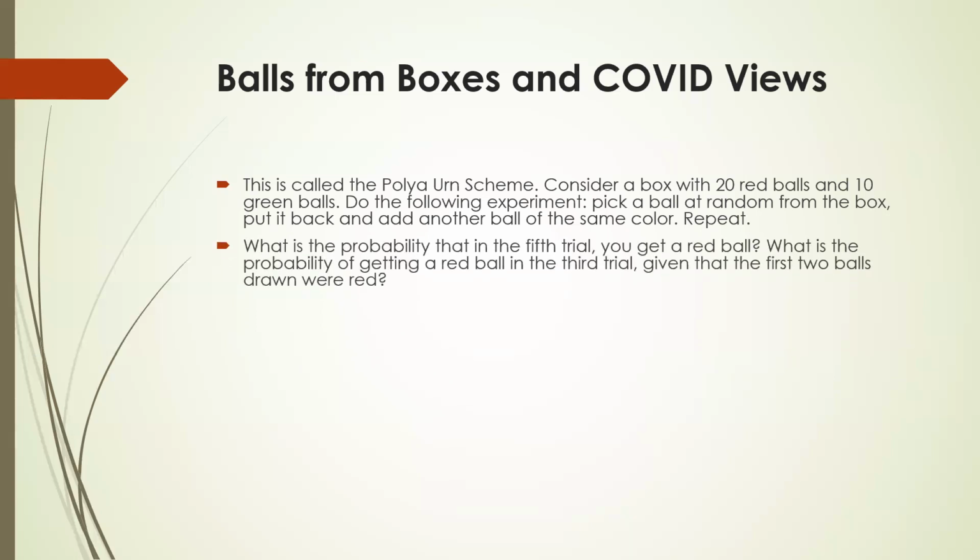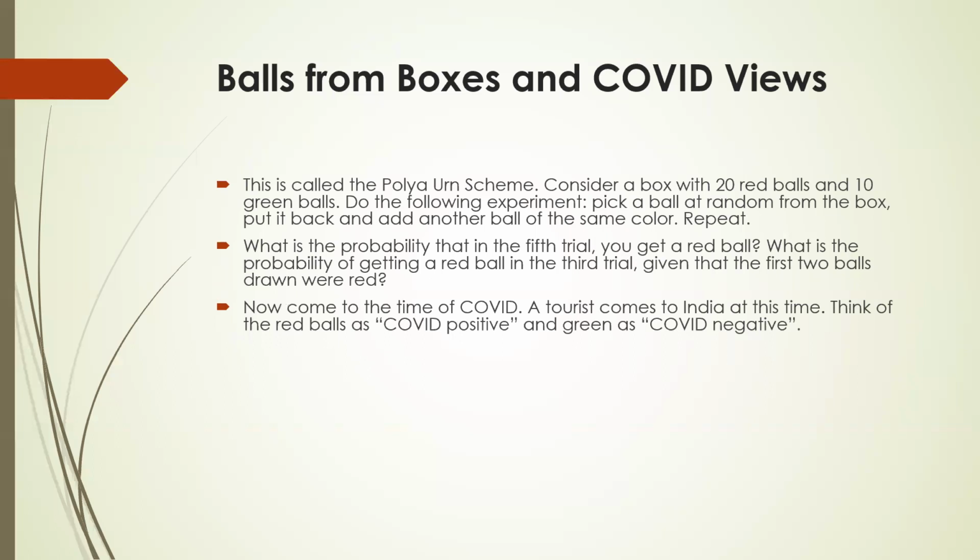You can ask the following questions. What is the probability that in the 5th trial you get a red ball? What is the probability of getting a red ball in the 3rd trial given that the first 2 balls drawn were red? Second question is an example of conditional probability. Now come to the time of COVID. A tourist comes to India at this time. Think of the red balls as COVID positive and green as COVID negative.